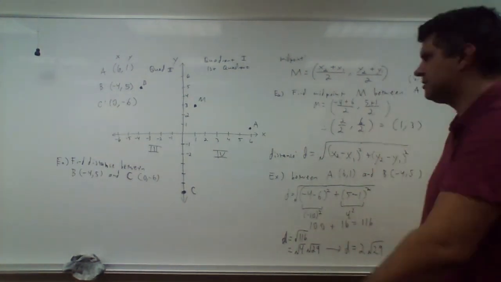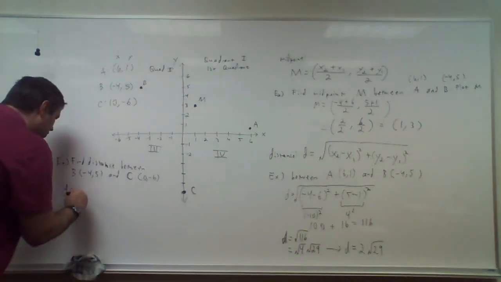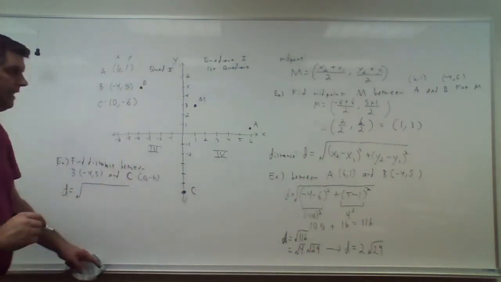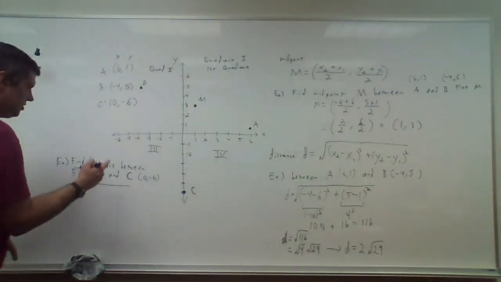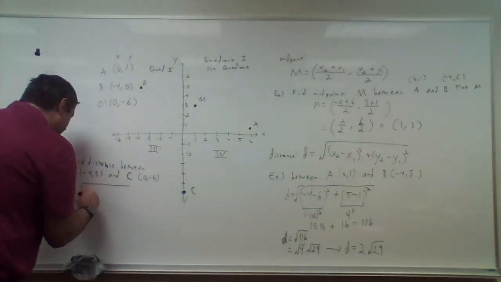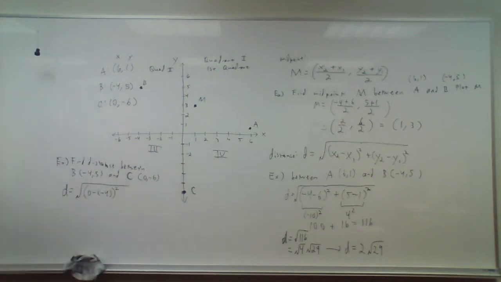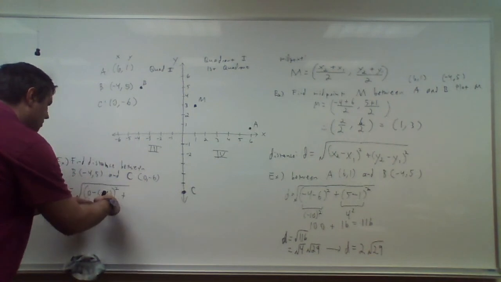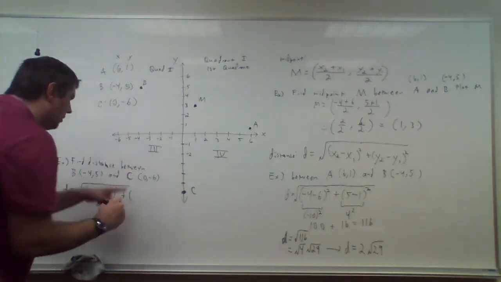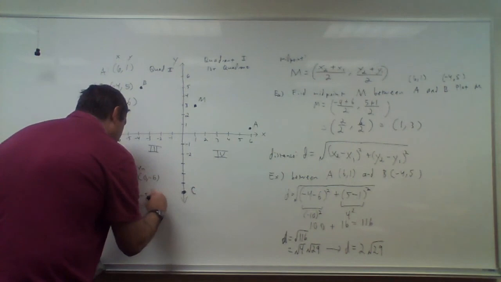We're going to do a similar type of problem over here. D equals square root of, here's the formula, subtract your x's, 0 minus negative 4 squared. So your x coordinates, subtract them, square the difference, and then we have negative 6 minus 5 squared.